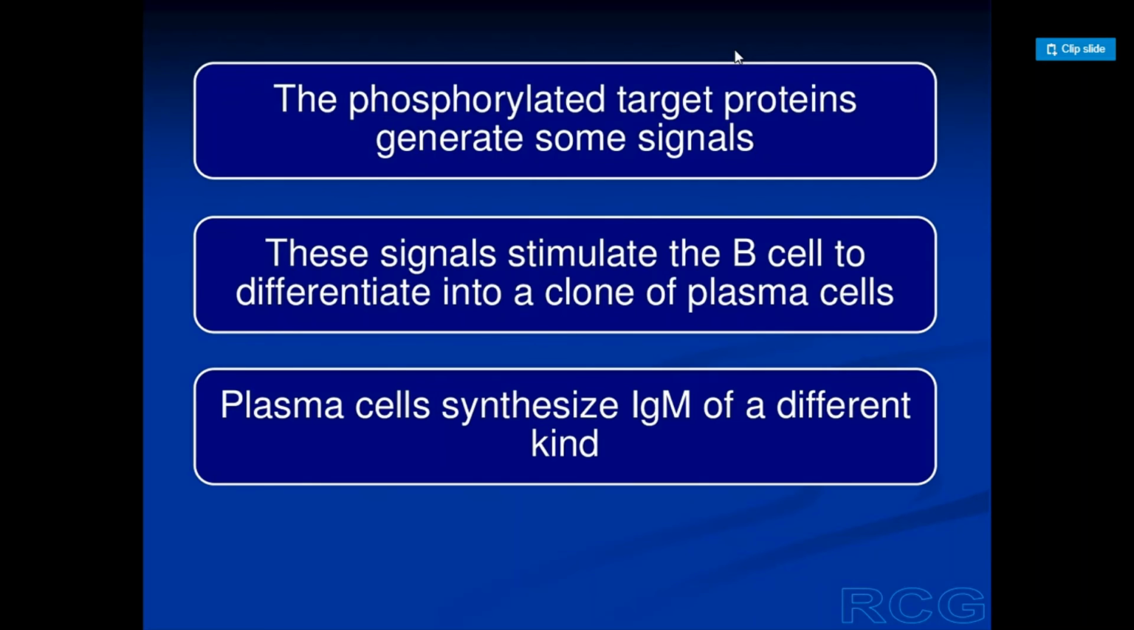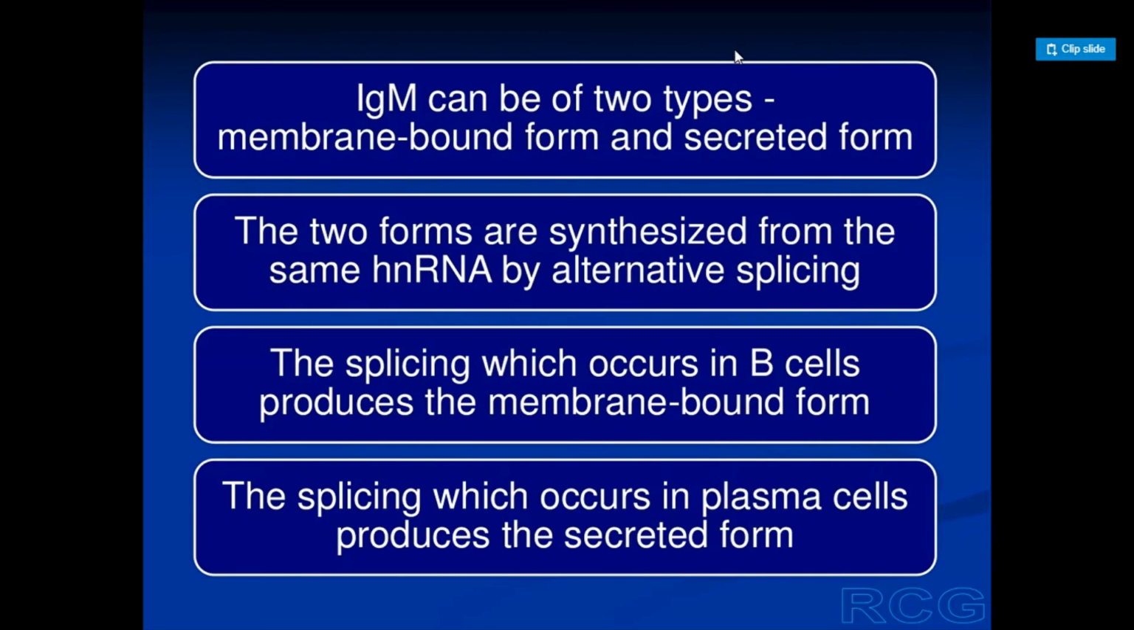And these plasma cells then start to synthesize IgM of a different kind. And these IgM can be of two types, the membrane bound form and the secreted form. The two forms are synthesized from the same hnRNA by alternative splicing. And the splicing which occurs in the B cell produces the membrane bound form, and the splicing which occurs in the plasma cell produces the secreted form.